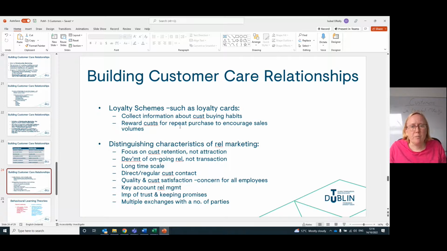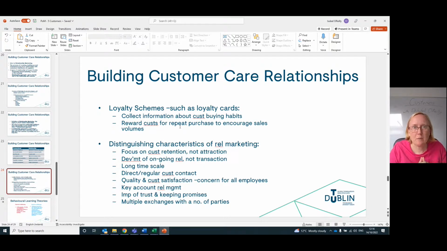So loyalty schemes, we've mentioned loyalty cards already. So these collect information about customer buying habits, and that's how we gather the information sometimes. And that in turn rewards customers for repeat purchases, and it encourages sales and more sales. Distinguishing characteristics of relationship marketing: focus on customer retention, not attraction. Development of an ongoing relationship, again, not just a transaction. Long time scale, direct and regular customer contact. Quality and customer satisfaction is a concern for all employees in all departments.